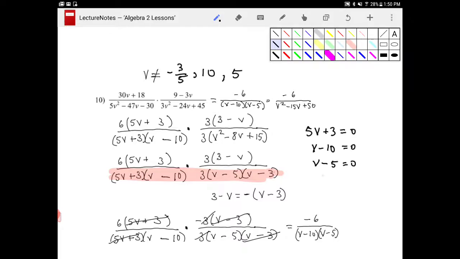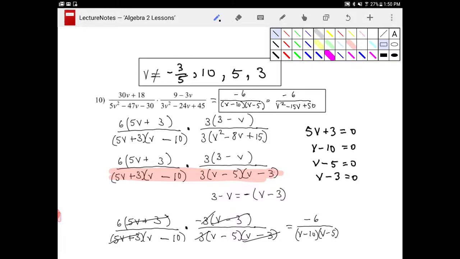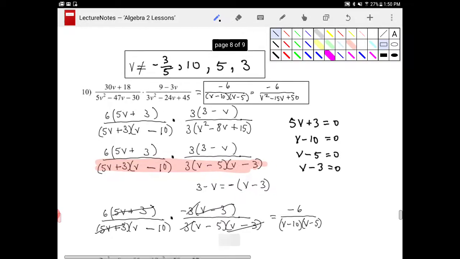And v minus 3 equal to 0, so therefore v cannot equal 3. Okay? And these values that v cannot equal also apply to my final answer on the right as well, because you can see there v minus 10 and v minus 5, right? So these are the answers for question 10. Let's take a look at the next one.